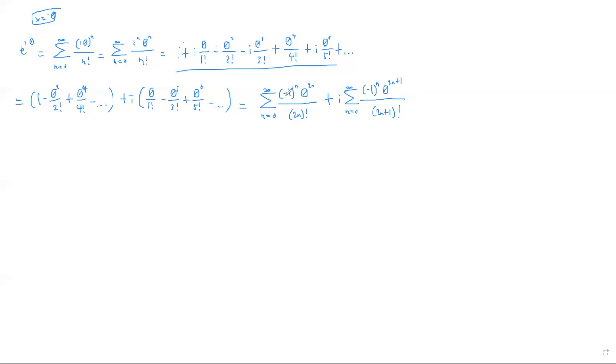All right, if you took the time to memorize, or you probably did this before with sine and cosine, you should be able to recognize that these are the series for cosine and sine respectively. So then this is cos theta plus i sine theta. And we are done.